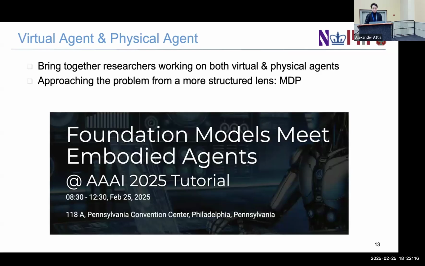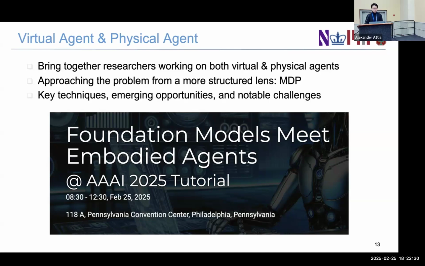It's also the goal of today's tutorial. We want to show you how foundation models interact with embodied agents. These embodied agents include both virtual agents and physical agents, and we want to show how we can have a more structured way of thinking and unifying both camps, the virtual agent people and the physical agent people, by framing the problems under this MDP framework, a Markov decision process.